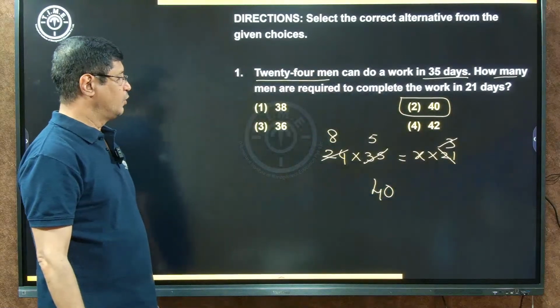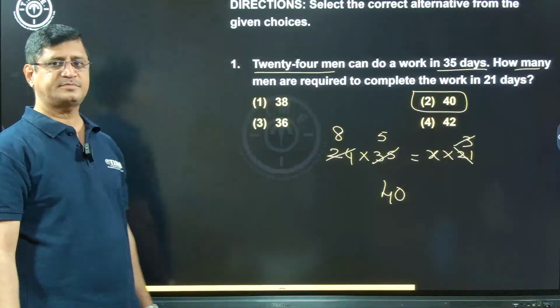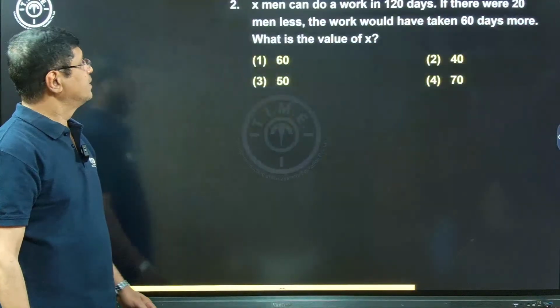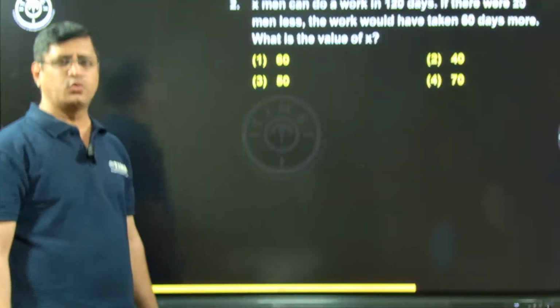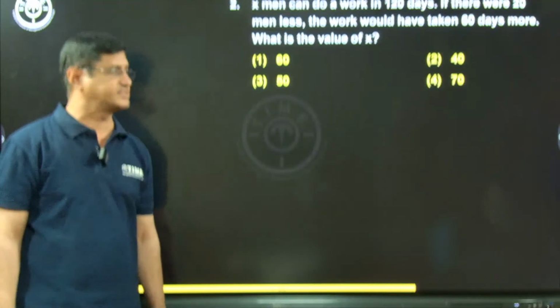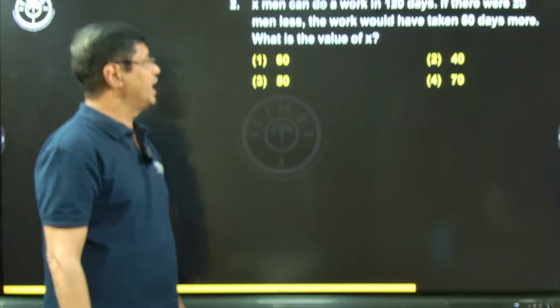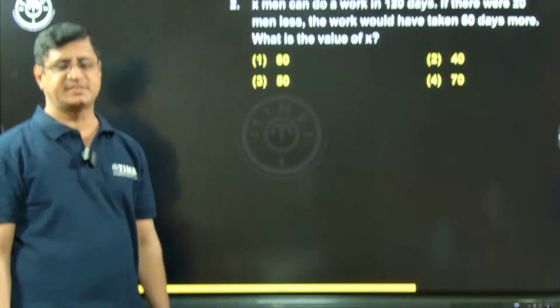Okay. Now look at the next example on your screen. X men can do a work in 120 days. If there were 20 men less, the work would have taken 60 days more. What is the value of X?